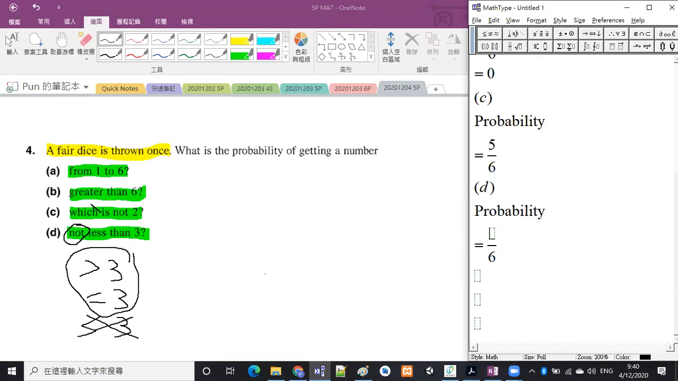大過或者等於3. So among the 6 numbers, how many of them are larger than or equal to 3? With 3, 4, 5, and 6, right? Okay, 3, 4, 5, and 6. So there are 4 numbers which are larger than 3 or equal to 3. Okay? So the probability will be simplified to be 2 over 3.